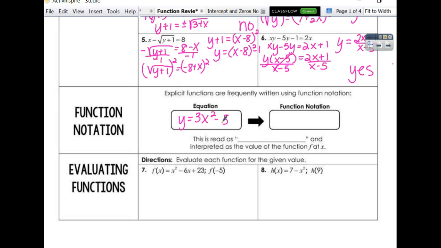Okay, so this is a parabola. So the 3 is our a value, which makes this a stretch. And the minus 5, what did it do to the parabola? Moved it down 5, right? So it just takes the stretched out, skinny parabola and moves it down 5.